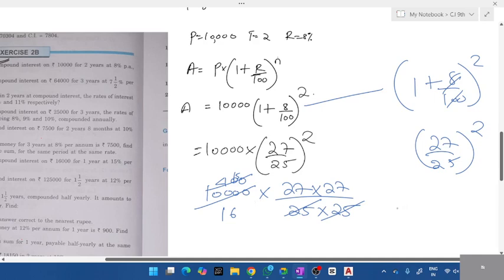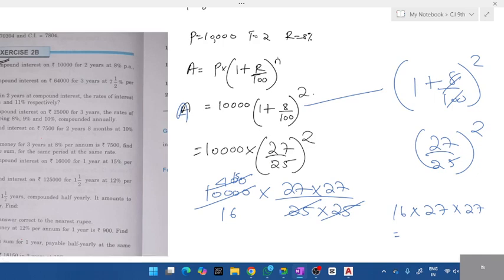So what are the values left in the numerator? 16 into 27 into 27. Multiply this, we'll directly get the value of amount. All of you complete this. Try this. First exercise is very easy. Whatever we did in the first exercise. Second exercise is tough. Third exercise is easy. 2C is easy. 2B is a bit tough. This one, what we are doing now, is a bit tough.